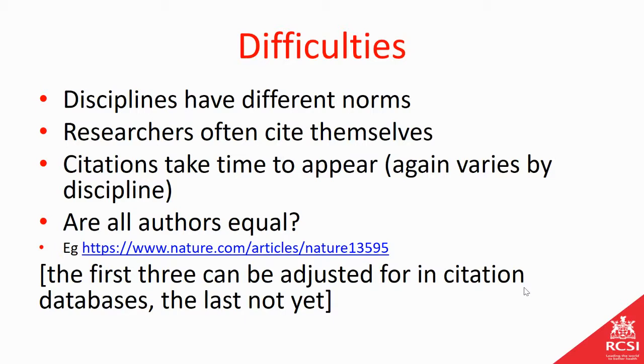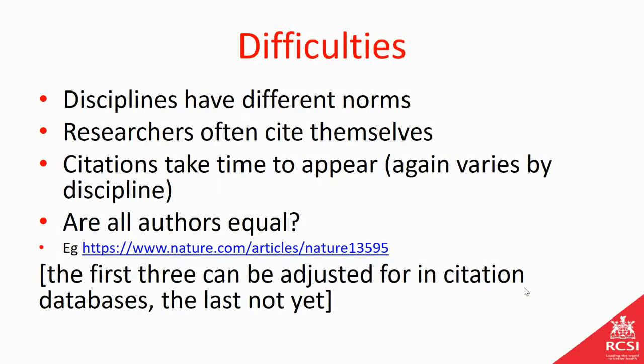Citations can obviously take time to appear. Somebody has to have read your published work, which may well be published a year after you actually wrote it. They've then got to do their own research and add in your citation. So citations can have a lag. It takes a while for them to appear, and again, that may vary a lot by the subject discipline. So that is another difficulty with using citations as a measure.